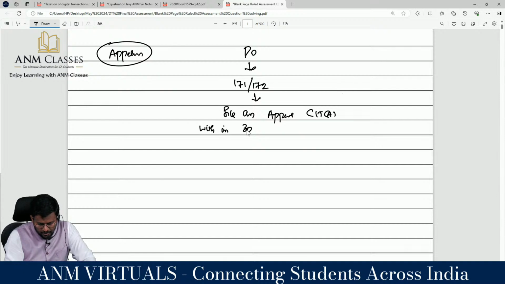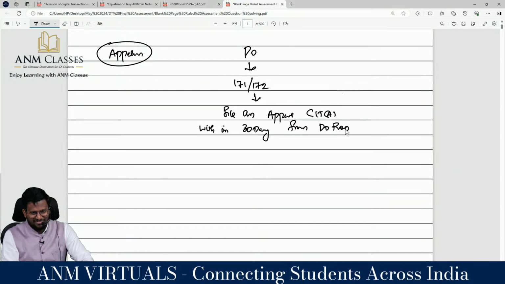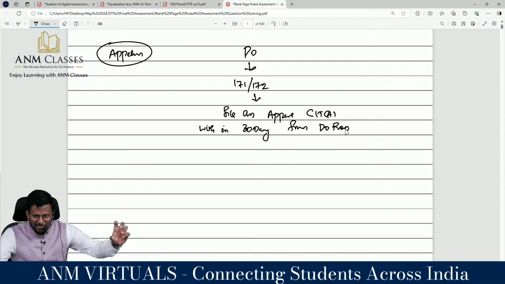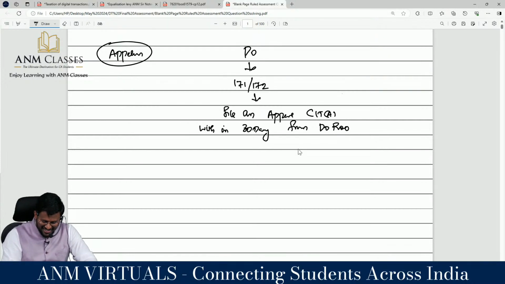How many days? 30 days. From what? From the date of receipt of the order. Date of receipt of the penalty order under section 171, 172. File an appeal to the CIT (Appeals) within 30 days from the date of receipt of the penalty order. So now, what is the prescribed fee? The prescribed fee is 1000 rupees, right?